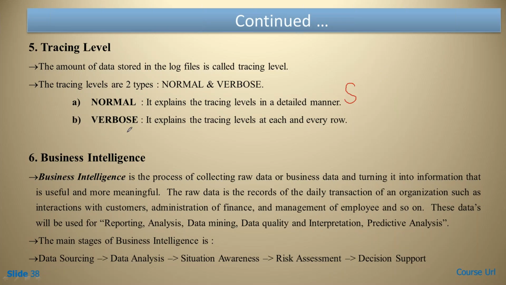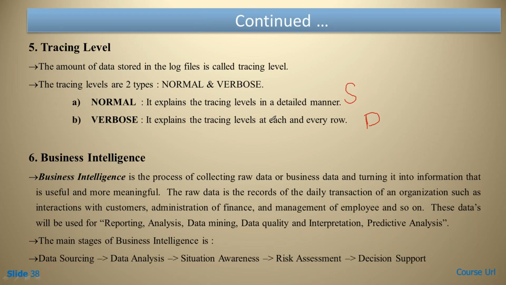And if verbose is selected, then it will come at detail level. Line by line, row by row, it will load the data. When one row is loaded, at that time one row will be generated in this log file or tracing level. Then for another line, again it will display. So line by line, it will check and display the status of that line. Each and every row it will take. So verbose is detail level and normal is summary level.